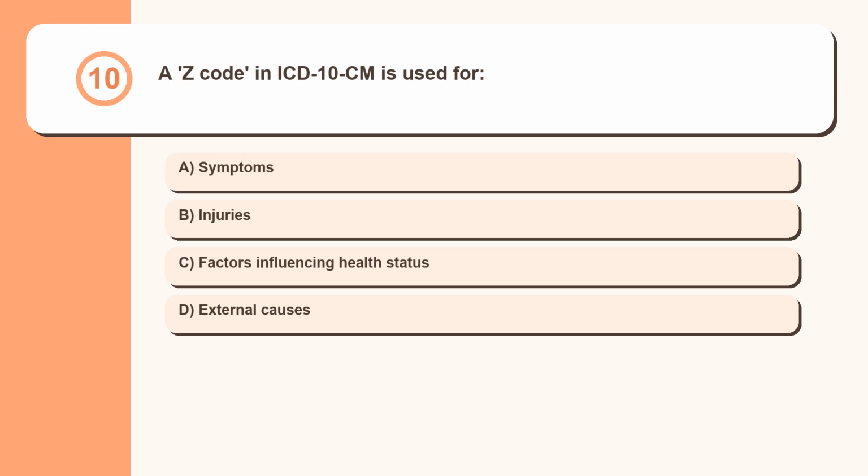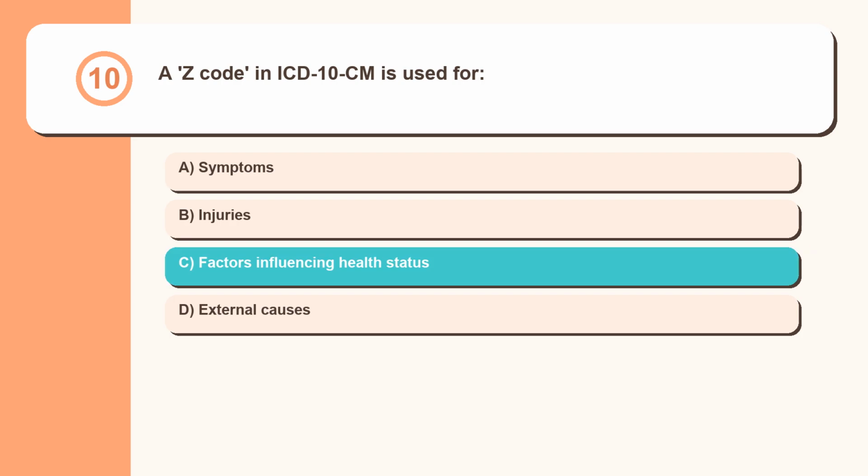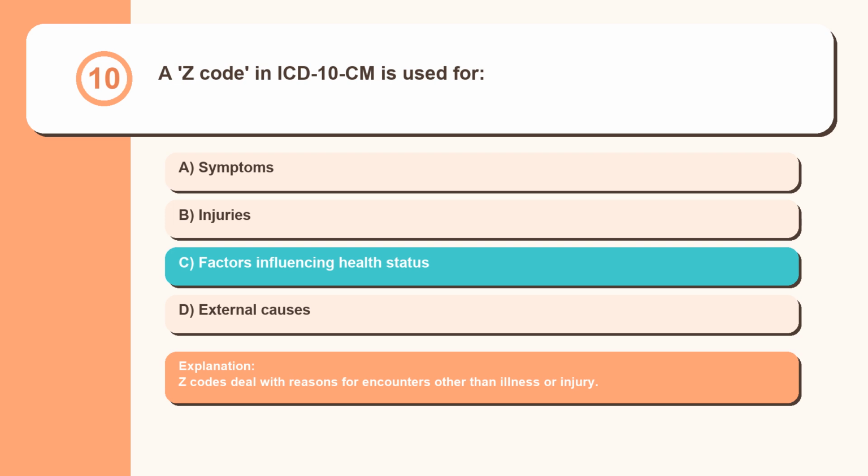Question 10. A Z code in ICD-10-CM is used for symptoms, injuries, factors influencing health status, external causes. Z codes deal with reasons for encounters other than illness or injury.